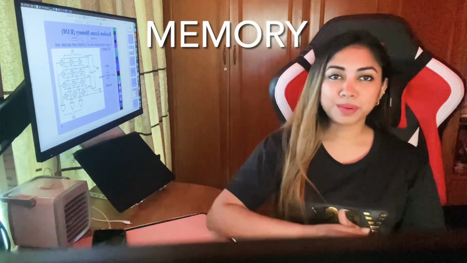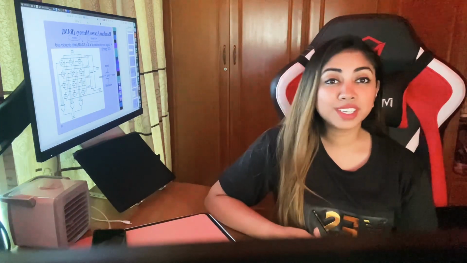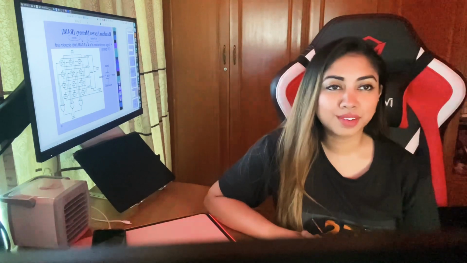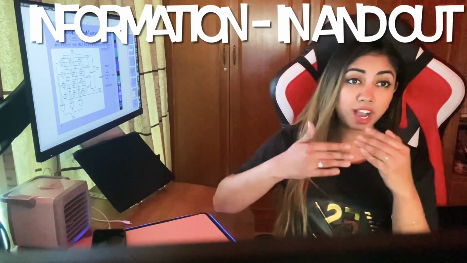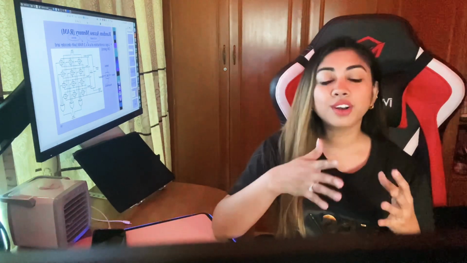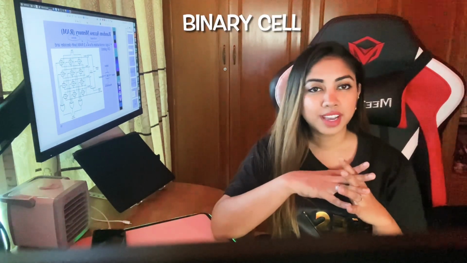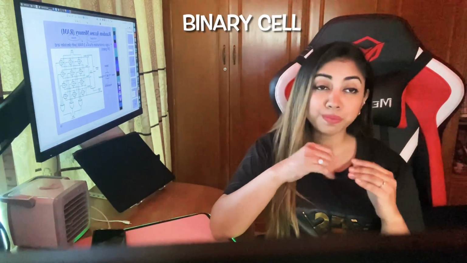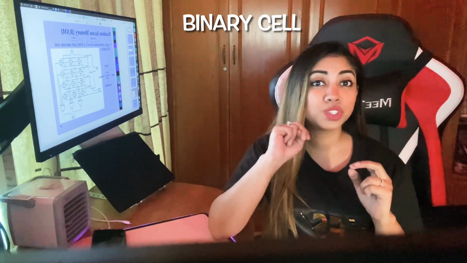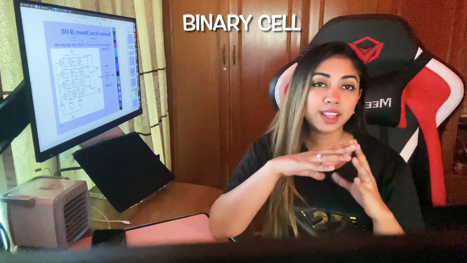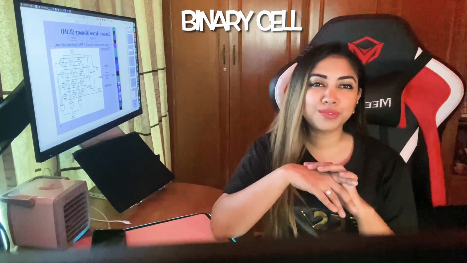Hi, let's talk about memory today. A memory unit is a collection of registers together with associated circuit needed to transfer information in and out of the registers. So it consists of binary cell, an elementary unit of computer storage that can have one or the other two stable states, and thus it can store one bit of information.